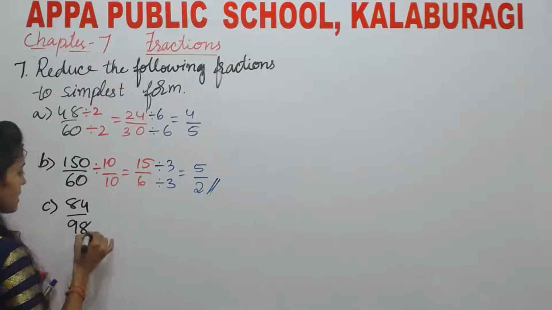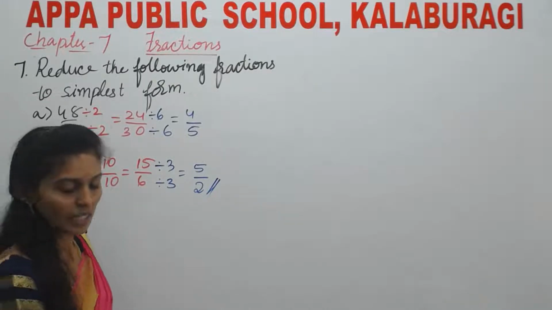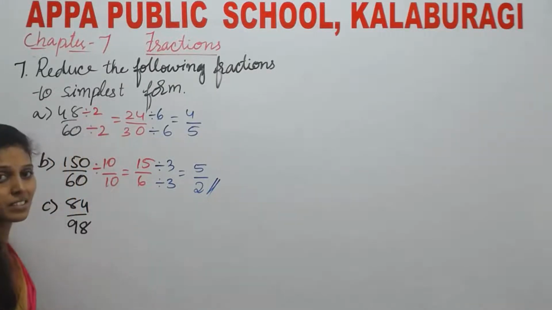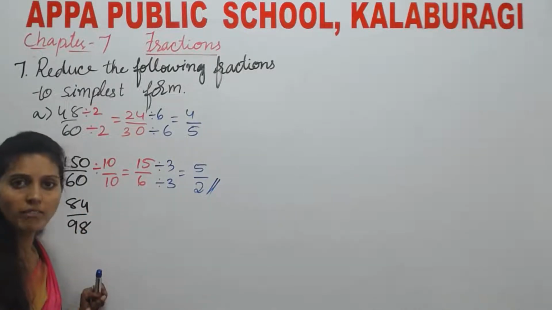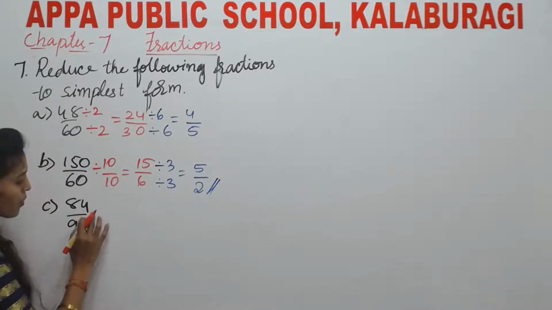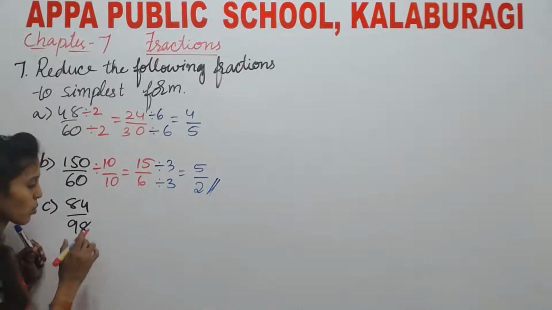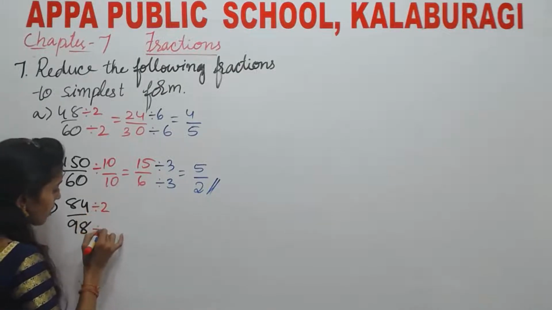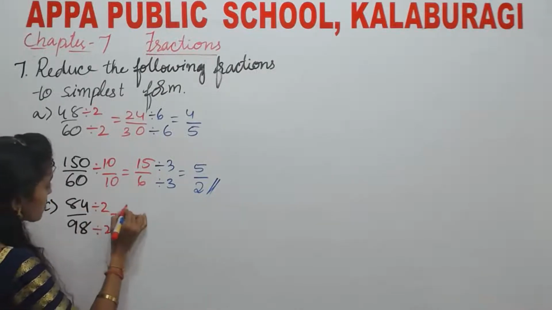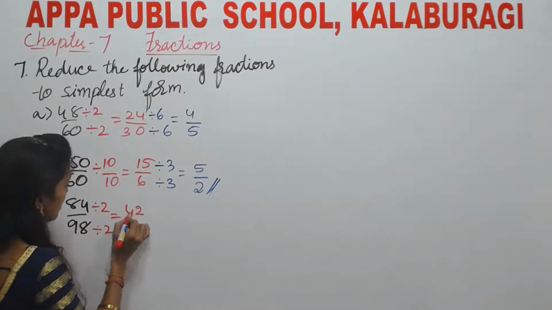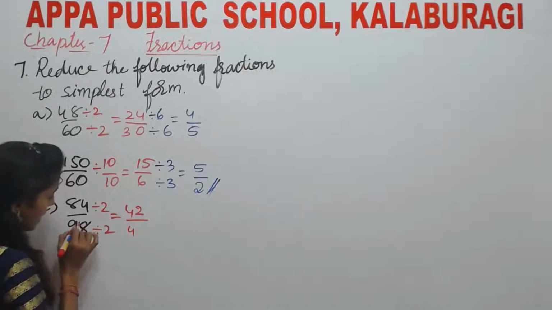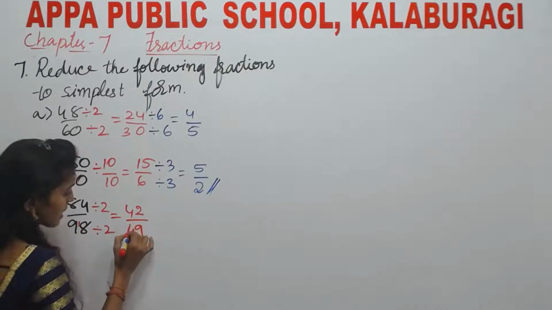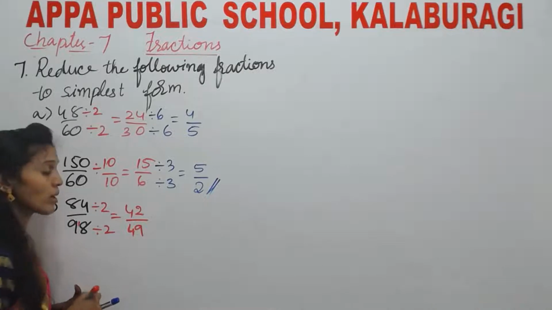84 by 98. If you don't get directly by what number this is divisible, then see, if we know divisibility rules, we have learned the divisibility rule up to 11, isn't it? Use that. Both are 4 and 8 in one's place, so both are divisible by 2. 2 4s are 8, 2 2s are 4, 2 4s are 8, and 1 carries 18, 2 9s are 18. Now, 42 and 49, both.